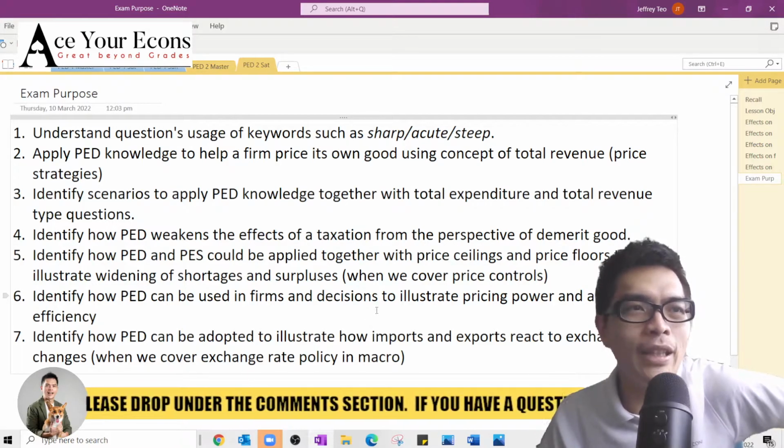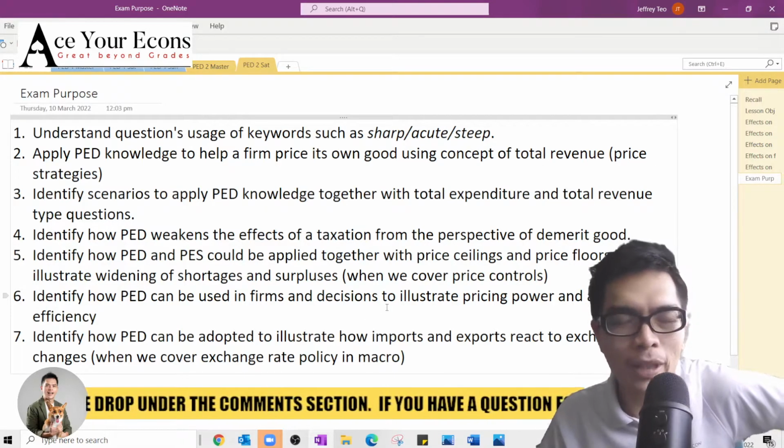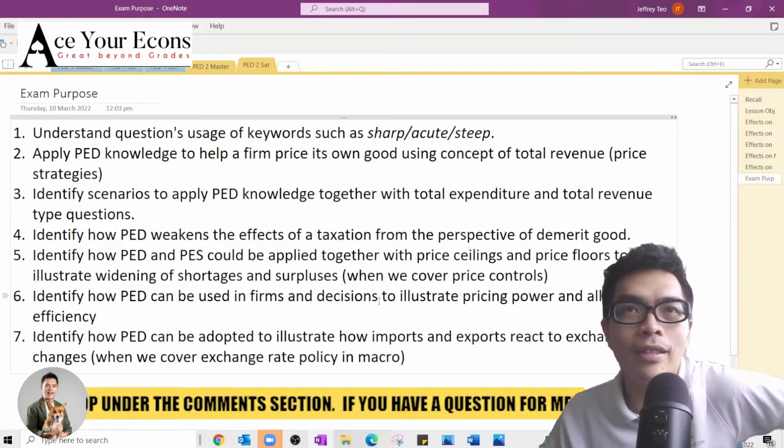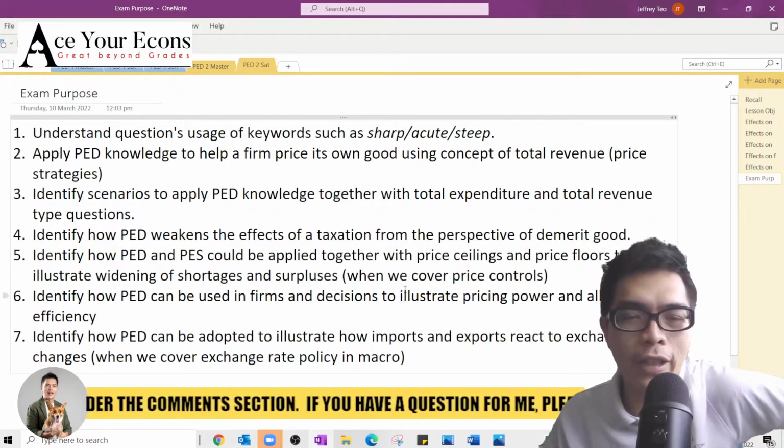I will explain the effects of PED and PES, PED of your exports and imports, using the J-curve effect.